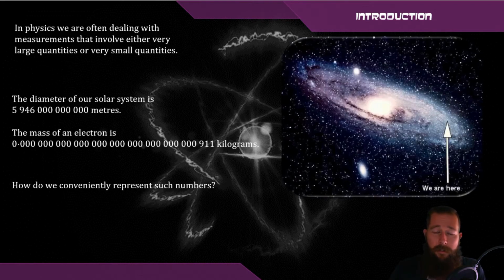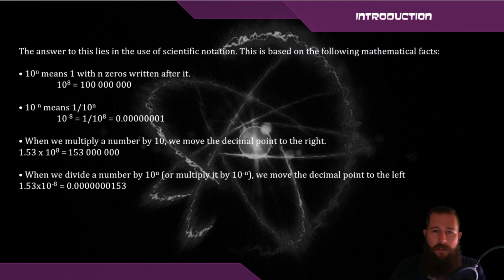Now when we're talking about physics, because it's such a great science, we often deal with really small numbers and really big numbers. And when writing these numbers down, there can be a lot of zeros involved. And this can get messy and hard to keep track of, and takes up a lot of space. So when we've got numbers such as these, what's the best way to represent them? So scientists use a method called scientific notation to represent large and small numbers. And this is based on the following mathematical facts.